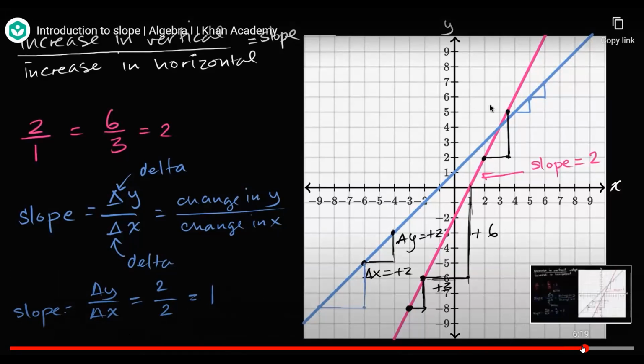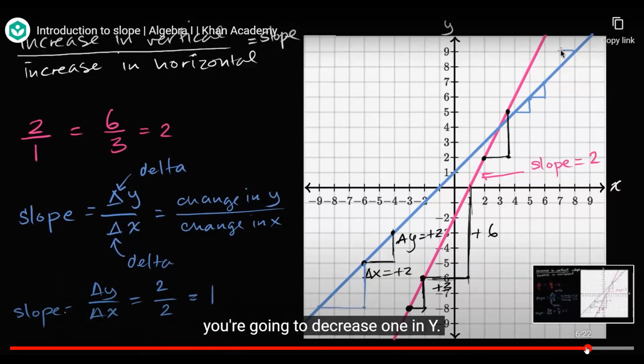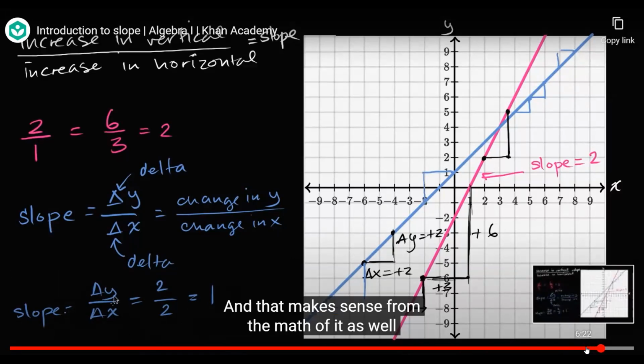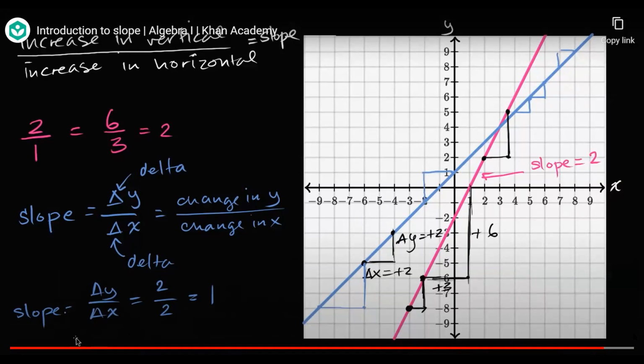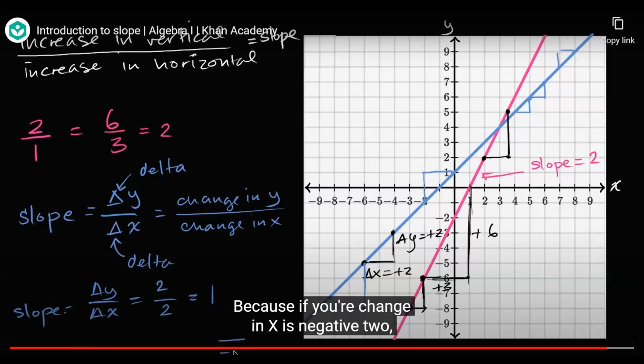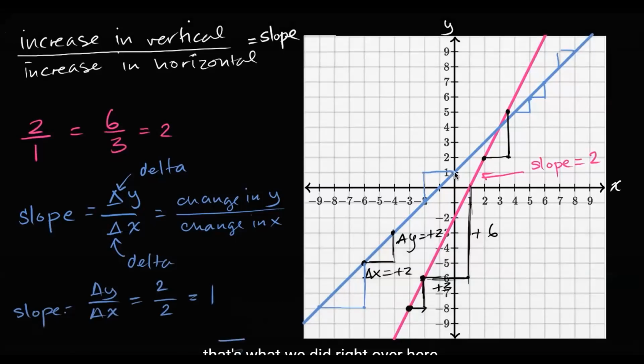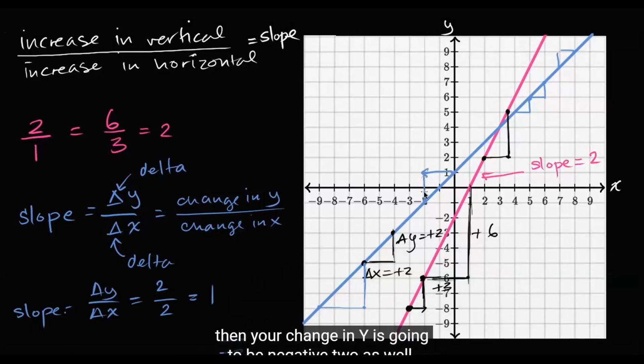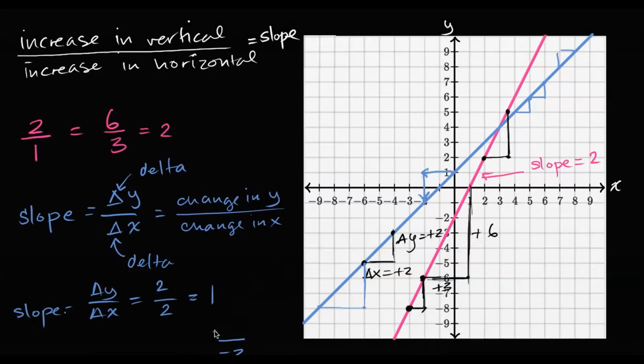It's actually true the other way. If you decrease 1 in x, you're going to decrease 1 in y. If you decrease 2 in x, you're going to decrease 2 in y. And that makes sense from the math of it as well. Because if your change in x is negative 2, that's what we did right over here. Our change in x was negative 2, we went 2 back, then your change in y is going to be negative 2 as well. Negative 2 divided by negative 2 is positive 1, which is your slope again.